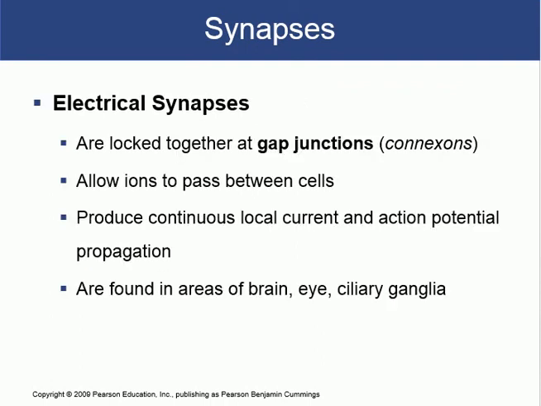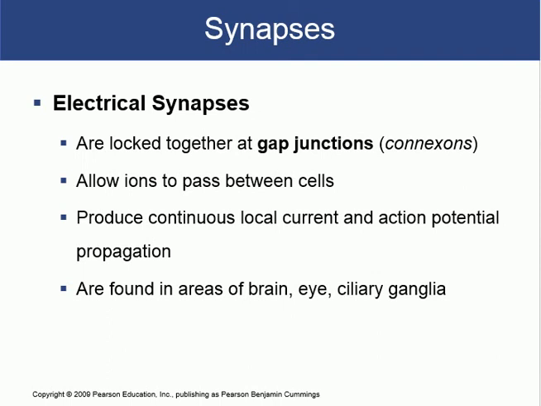Electrical synapse is also called gap junction or connexons, and it's important to know where it is, because this is the exception. The vast majority is chemical. So the exception is electrical. Where do we have electrical? Brain, eye, ciliary ganglia. And you have to remember that. These are the 3 locations where you find the electrical synapse.